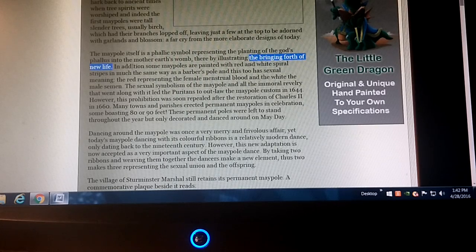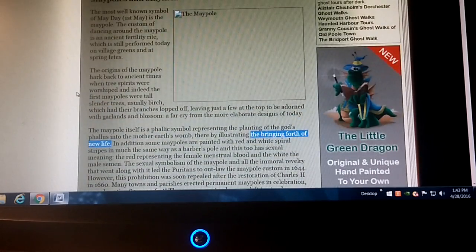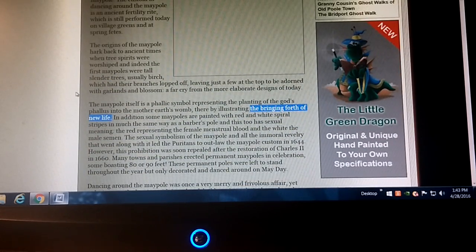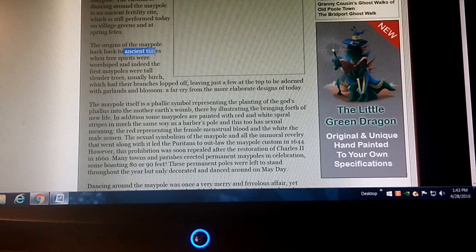Okay? It says, in addition, some maypoles are painted with red and white spiral stripes in much the same way as a barber's pole, and this too has sexual meaning. The red representing the female menstrual blood and the white the male semen. The sexual symbolism of the maypole and all the immoral revelry that went along with it led the Puritans to outlaw the maypole custom in 1644. So you can see the origin of the maypole was one that goes back to ancient times and is linked to worshiping false gods.